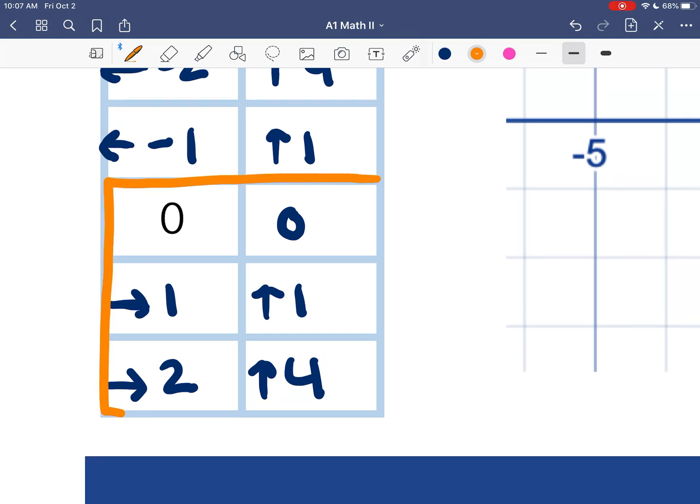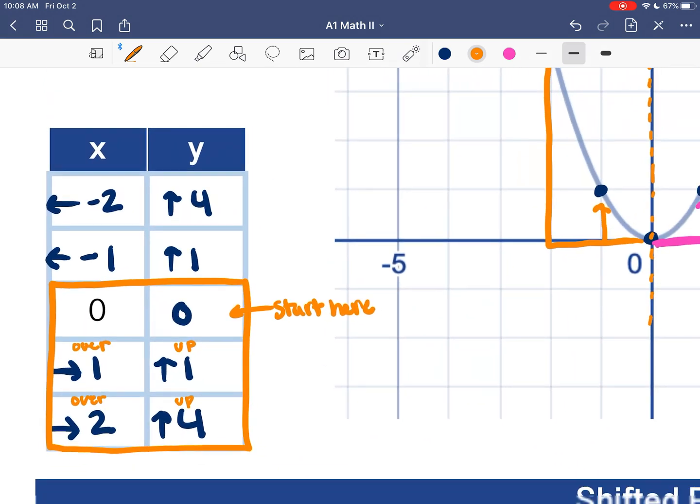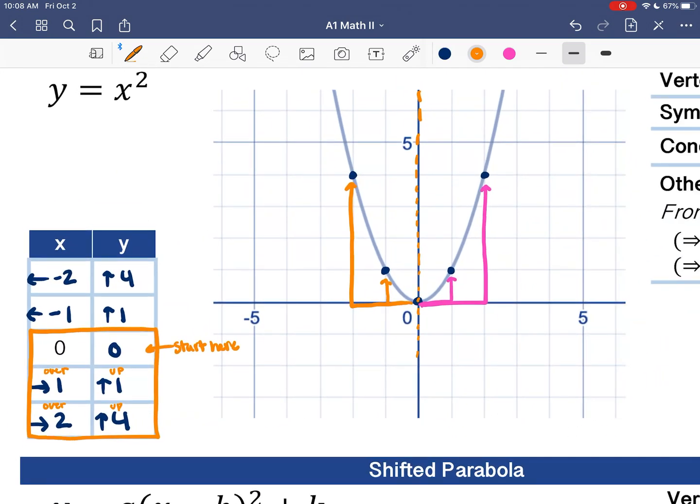So again, if you can remember this half of the parabola, you can remember the whole parabola because they're the same on both sides. So start at the vertex. This is your starting point. And then you go over 1, up 1, and over 2, up 4. That will change into down if it's a concave down parabola, and we'll talk about that in a second. But then once you have those points, you just copy it onto the other side of the line of symmetry, and you are good.